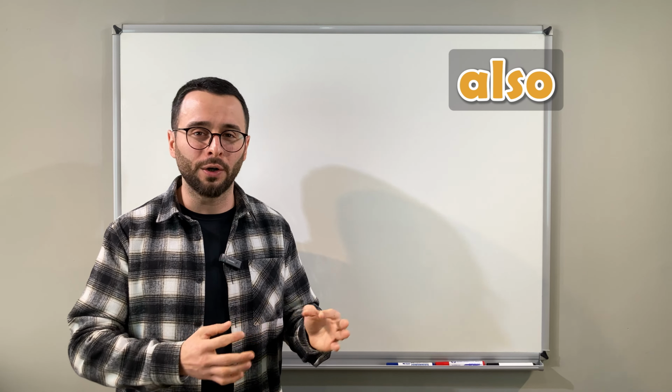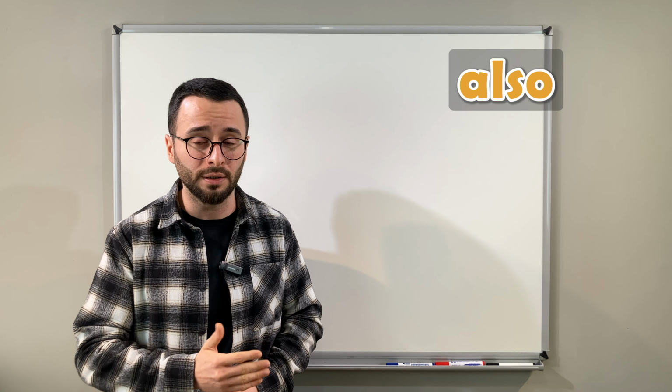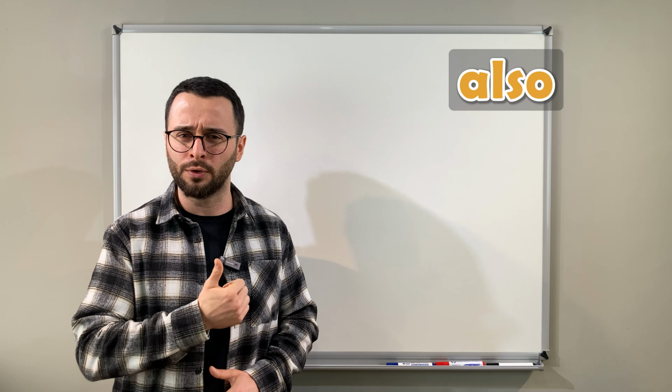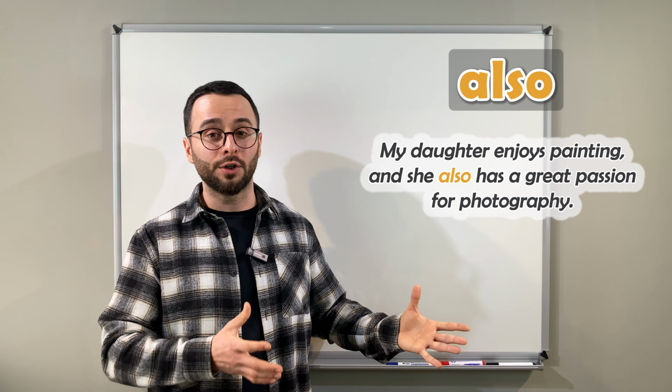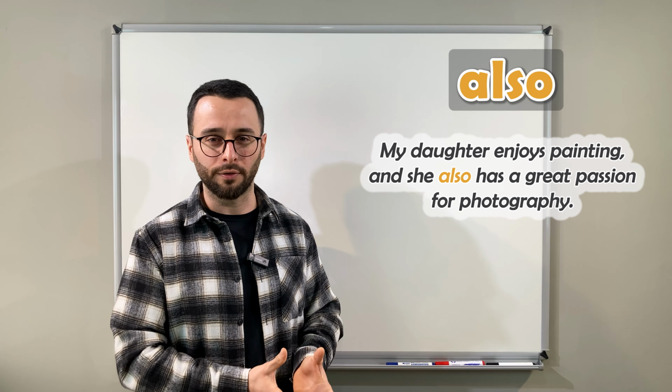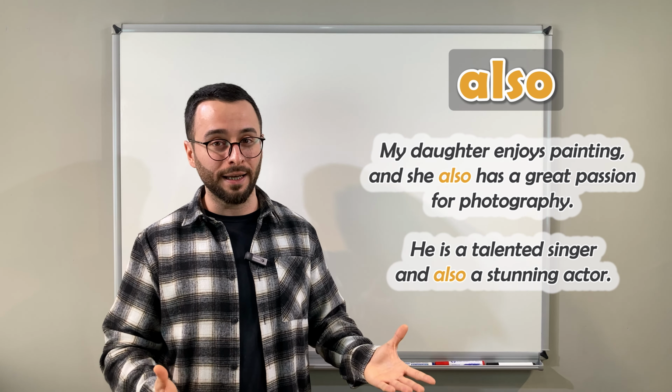The word also is an adverb which is used to indicate additional information like actions, items, or ideas. Let's use an example, shall we? My daughter enjoys painting and she also has a great passion for photography. Or he's a talented singer and also a stunning actor.